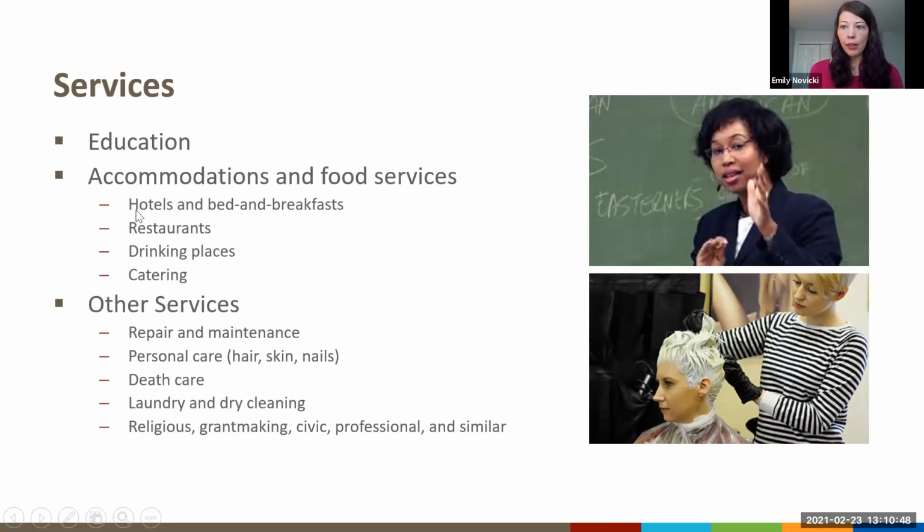Accommodations and food services, so the hospitality industry, restaurants, bars and restaurants, like that's all in services. And then, so like repair and maintenance, so thinking of like car repair would be in services. A big one is personal care, so like hair salons, nail salons. Those have some very unique risks. So lots and lots of things going on in services.